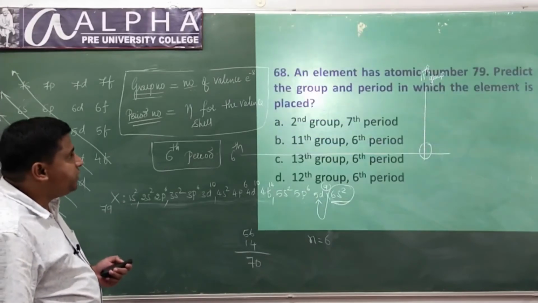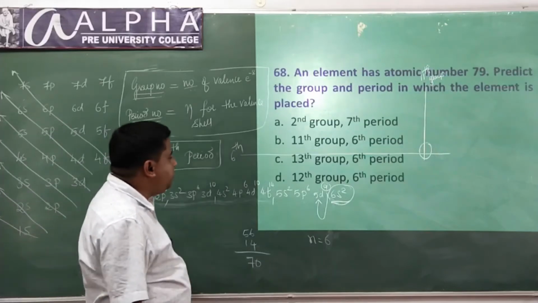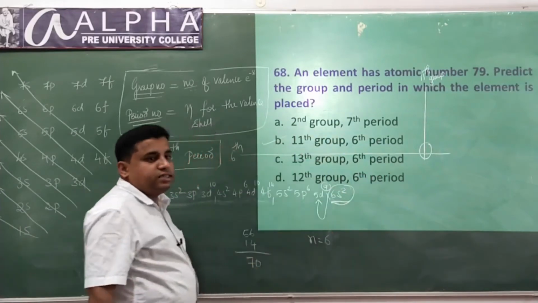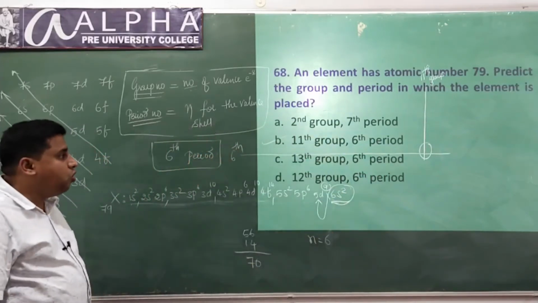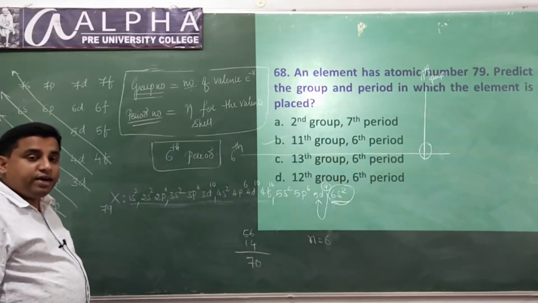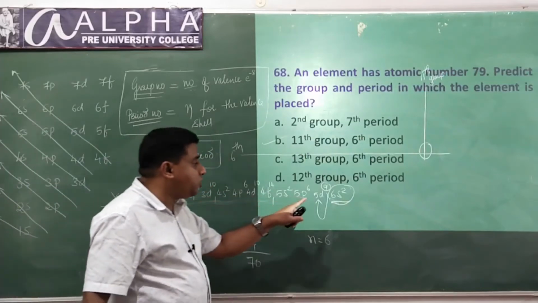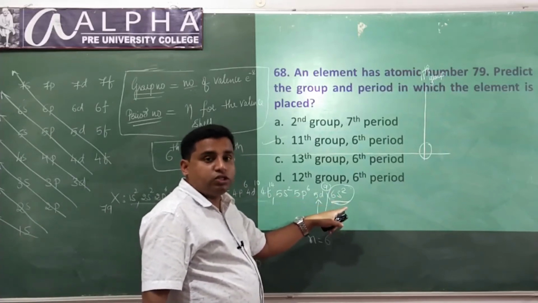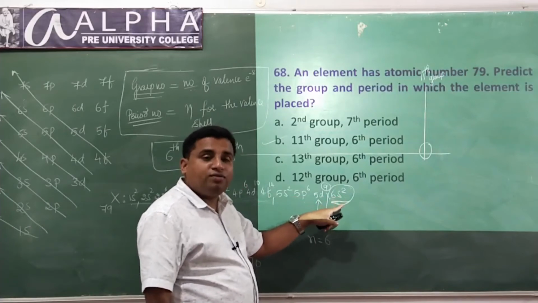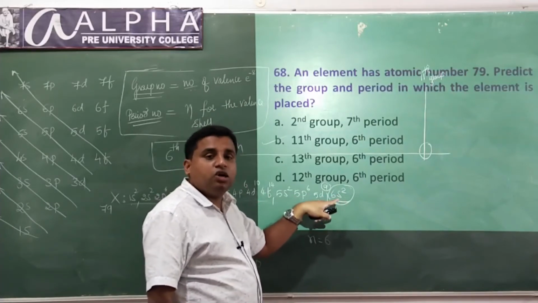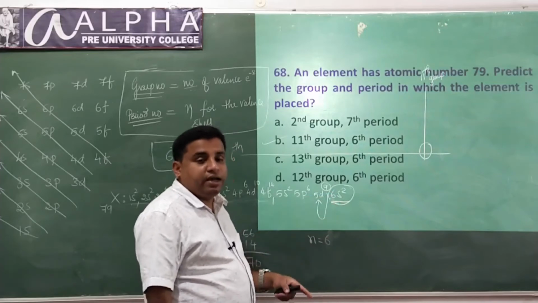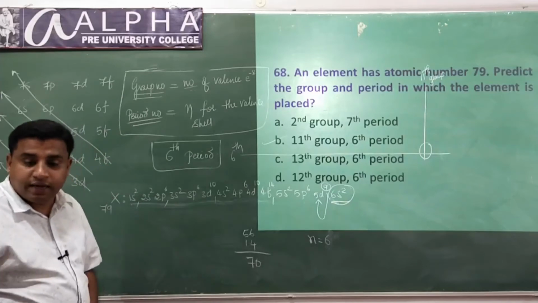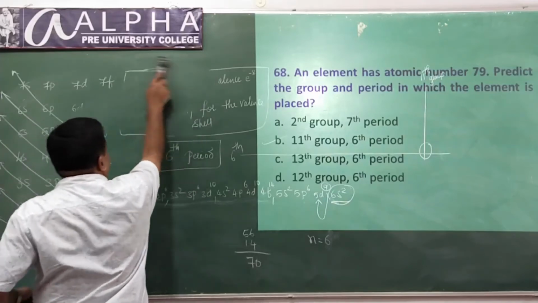So what is the answer for it? I told you it belongs to the sixth period and 11th group. So the answer is option B. Gold with atomic number 79, the valency shell electronic configuration is 6s2. So the principal quantum number for the valency shell is 6. Hence gold belongs to the 6th period and the 11th group. That's correct. Exactly. Now, next question.